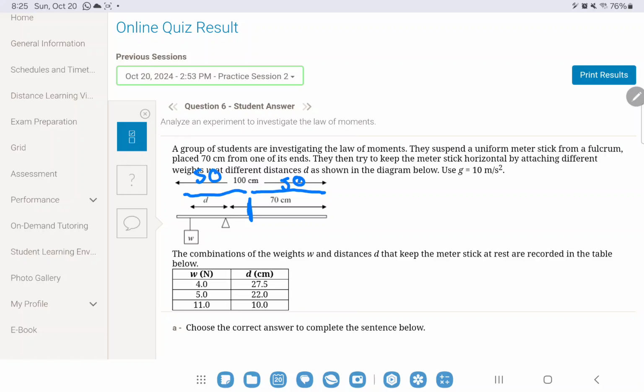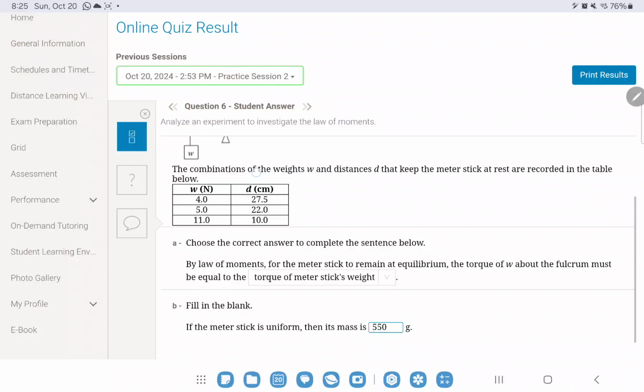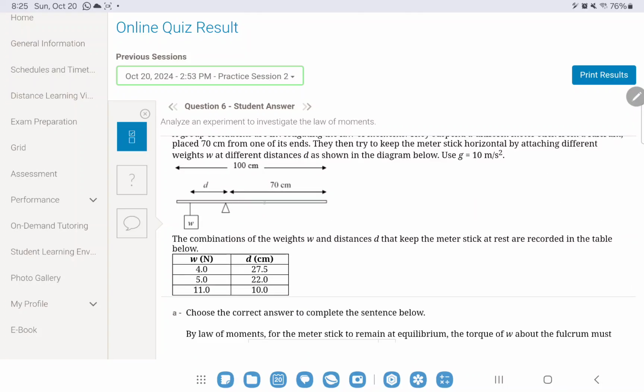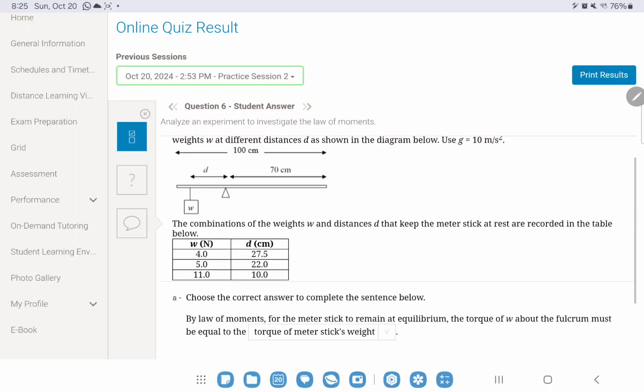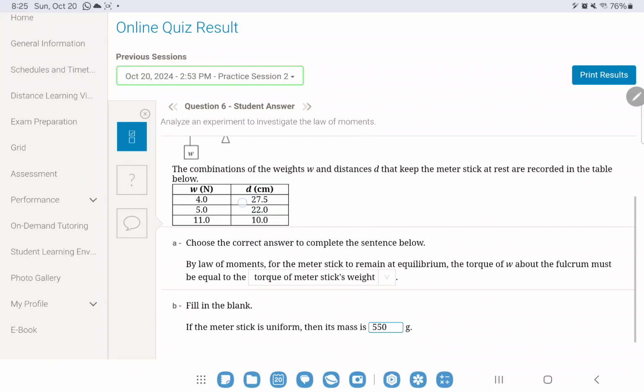But since it's not like this and they played with it, let's say we need to calculate the torque with an extension. If this is 70 and what it should be, the geometrical center, is 50, the extension we had, which is this distance here, is 20 centimeters. Now we have to solve our torque using that 20 centimeters. So we need to find what force you put here, I think. Wait, let's see. Okay, by law of moments, for the meter stick to remain in equilibrium, the torque at the fulcrum must be equal to the torque of the meter stick's weight. You're using the meter stick's weight to balance this out. If the meter stick is uniform, then the mass of the stick.